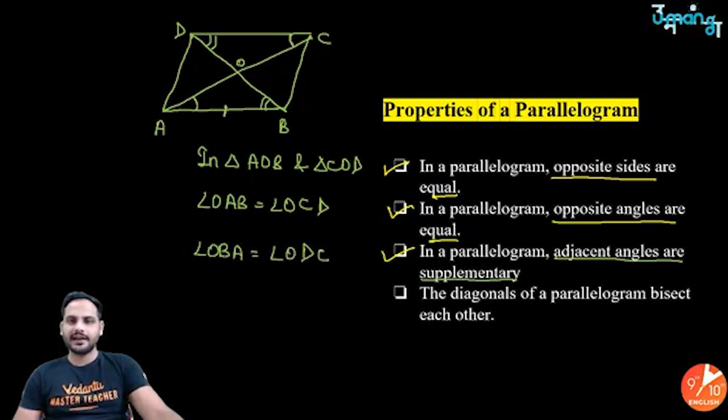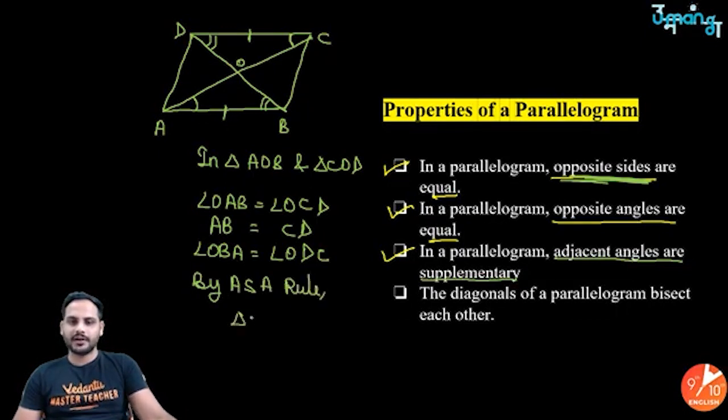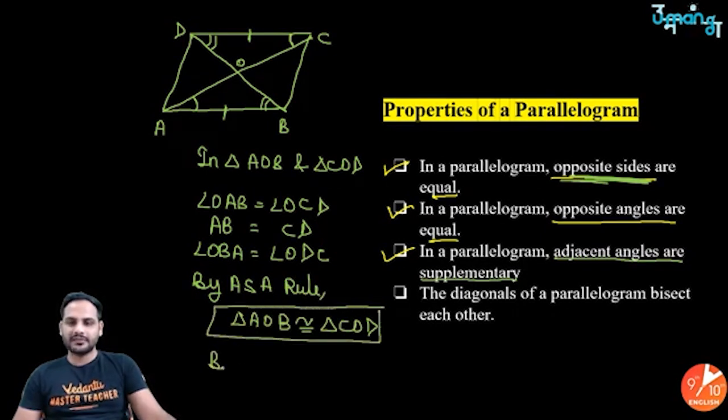And the side containing both the angles in both triangles will be equal because opposite sides are equal. So AB is equal to CD, right? So by the angle side angle criteria, by the ASA rule, triangle AOB is congruent to triangle COD. And by CPCT, corresponding parts of congruent triangles, AO is equal to OC and OB is equal to OD.